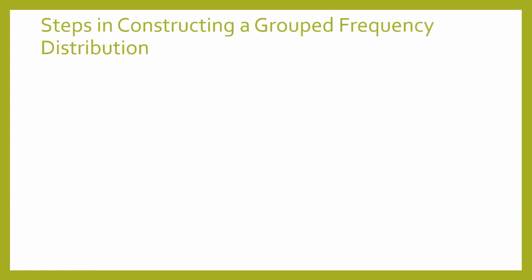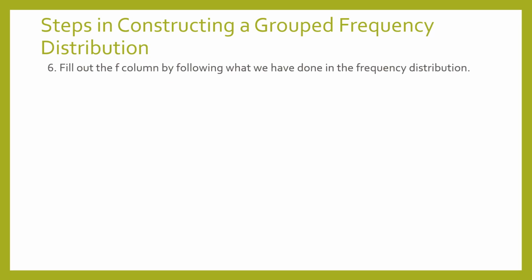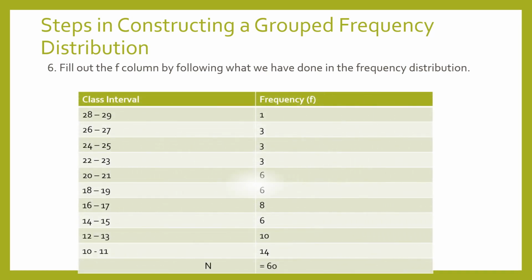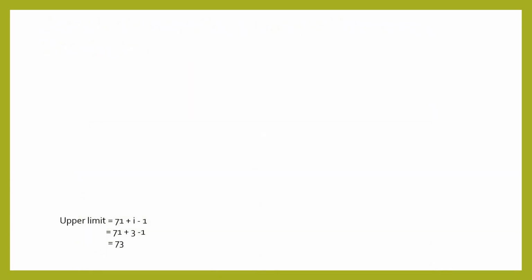Next, step number 6: fill out the F column by following what we have done in the frequency distribution. So we have here, fill out. The frequencies are 1, 3, 3, 3. The total is 6. Now, an example.